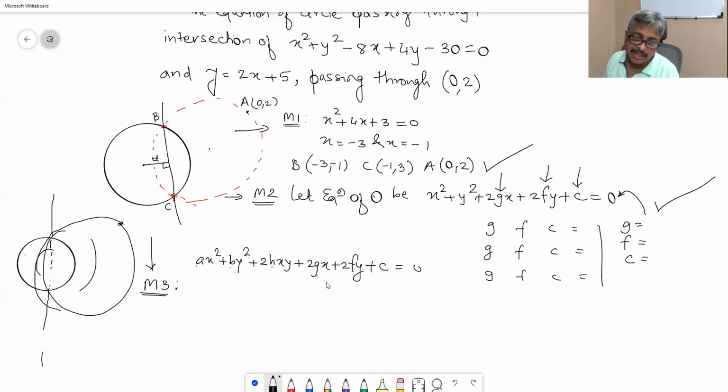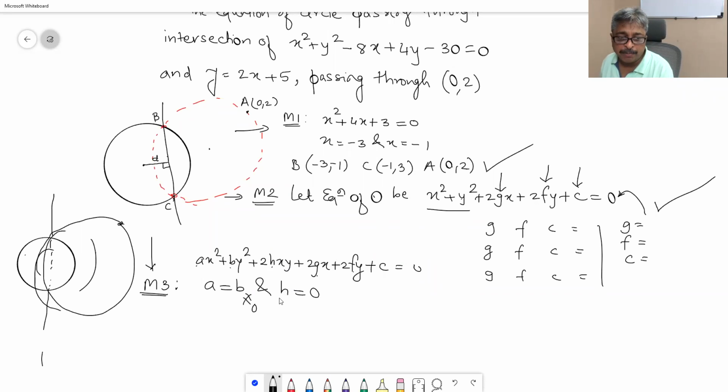Now, if I want to say that this equation is the equation of a circle, I have mentioned this in earlier lectures. Characterization of a degree 2 equation to be a circle: the condition is a = b and h = 0. If a = b and not equal to 0, then we can divide the entire equation by a and get x² + y² as the leading terms.